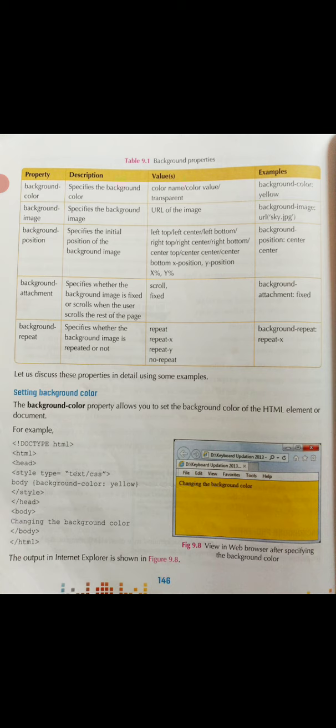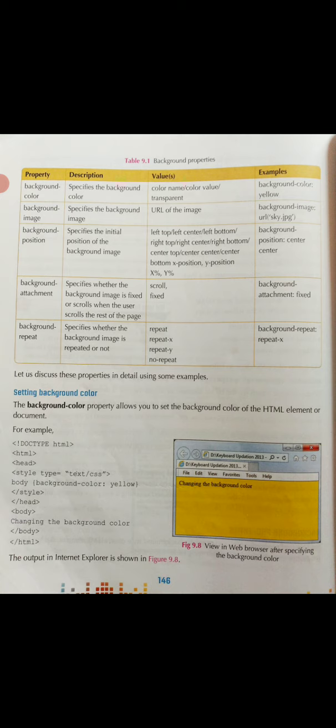Then you come to your background image. Here what is the main function of background image? It specifies the background image and the value is the URL of the image. URL means Uniform Resource Locator of the image. And what is the example? Background image URL sky.jpg. JPG, I think everyone knows the full form of JPG, Joint Photographic Experts Group. Yes or no? So here the example is URL sky.jpg.